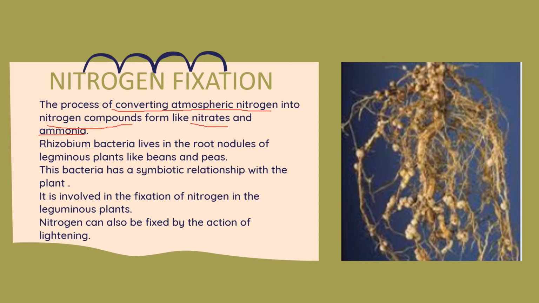Why don't we take the atmospheric nitrogen directly? Because soil cannot absorb nitrogen in the atmospheric nitrogen form. It has to be converted into nitrates and ammonia. Similarly, plants need these nitrogenous compounds only. Plants absorb nitrogen in this form only.